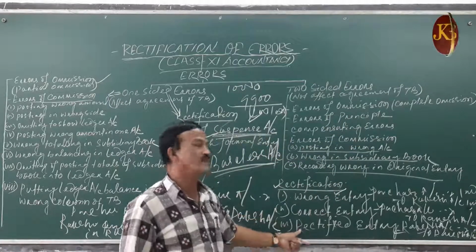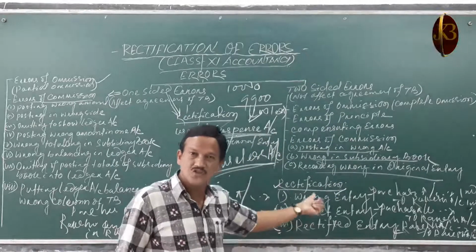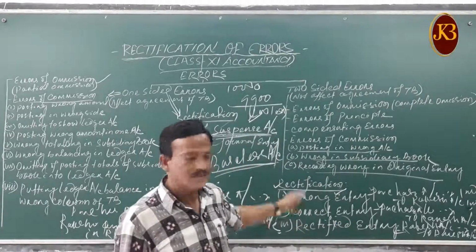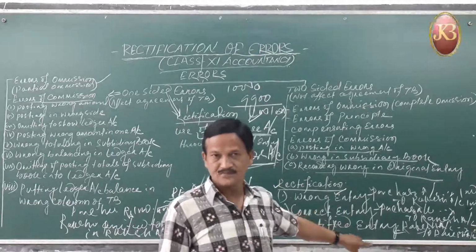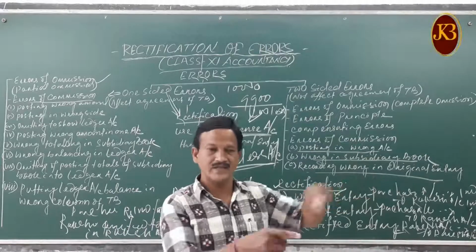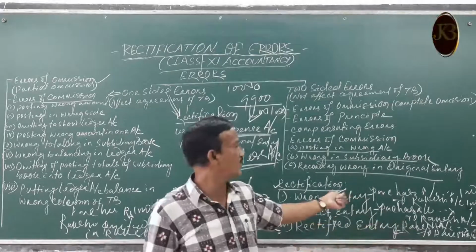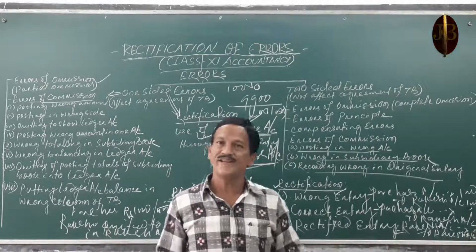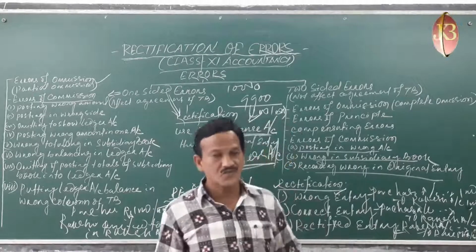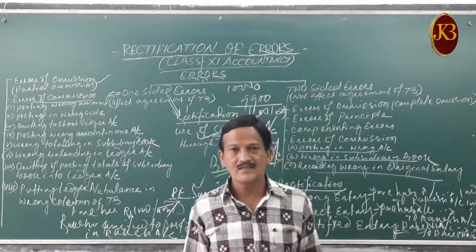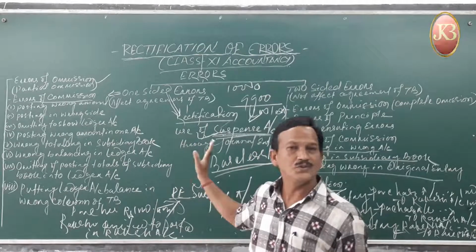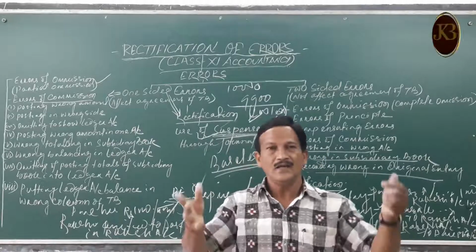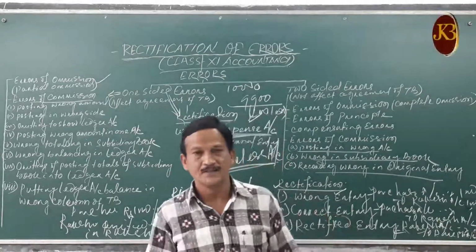Two-sided errors will be rectified by passing journal entries. First show the wrong entry, then make the correct entry. What should be the correct entry? Then do the rectifying entries. In the wrong entry, if it is debited, make it credit, and it will be rectified. If it is credited, make it debit, and it will be rectified. So this is the way of rectification. Hope you understood the class. Enjoy the class, go through your book, and do the sample exercises, and your doubts will be more clear. Thank you.